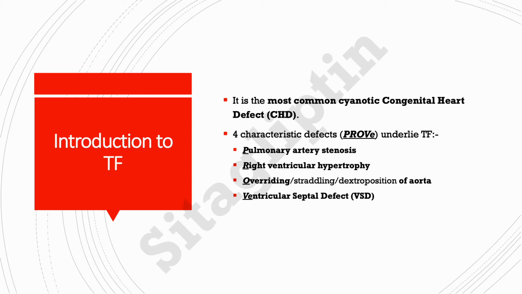And I learned them by the mnemonic PROVE, and it is written in your USMLE First Aid, I guess. P for pulmonary artery stenosis, R for right ventricular hypertrophy, O for overriding of aorta, which is also known as straddling or juxtaposition of aorta, and in the end we have the V for ventricular septal defect. So these are the 4 main characteristic distinguishing features of Tetralogy of Fallot. And this was the introduction of Tetralogy of Fallot. Now we shall move on to the next slide.